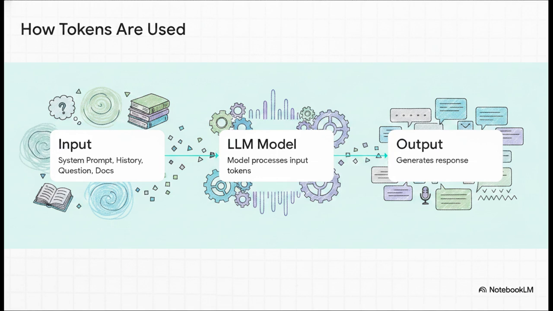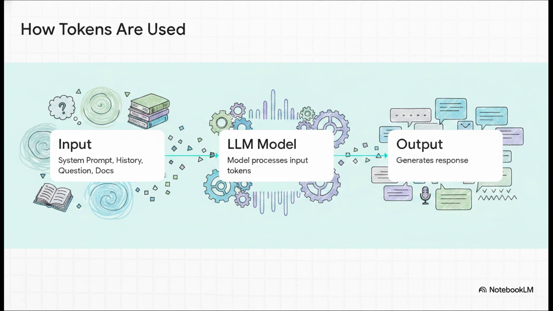The system prompt running in the background, your conversation history so it remembers the context of what you were just talking about, any retrieved documents you might have uploaded, and of course, your actual question. All of that text gets converted into input tokens. Then, step 2. All those tokens are fed directly into the model. This is where the magic happens. The model crunches those millions of numbers, rapidly calculating the statistical probability of what should logically come next. And finally, we hit step 3, output.